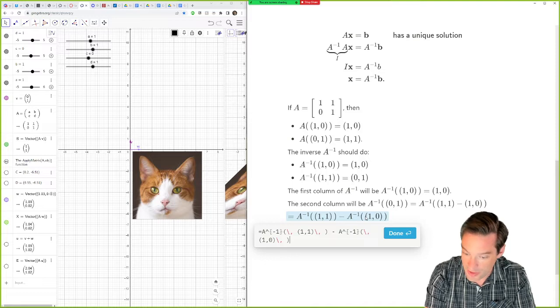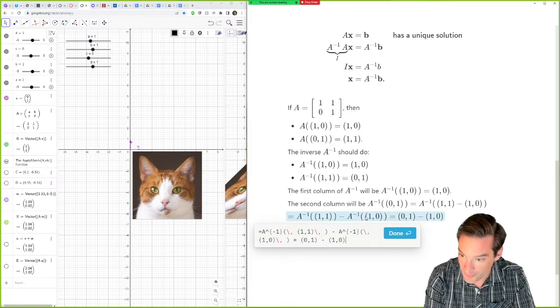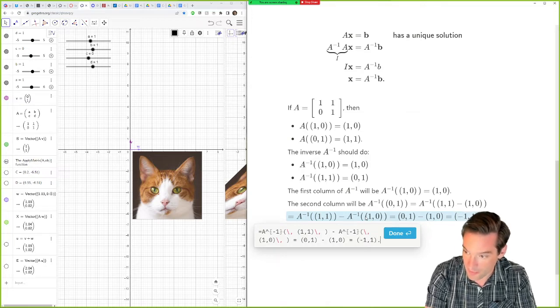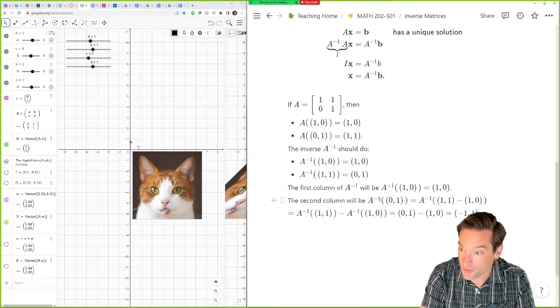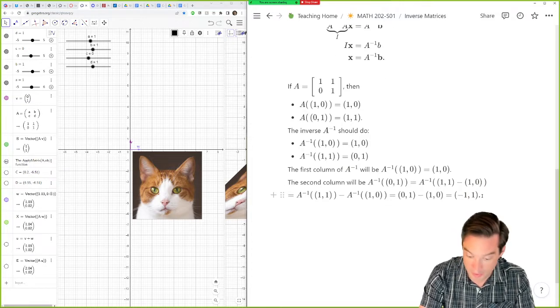And I happen to know what each of those things is. A inverse of (1, 1) is (0, 1). A inverse of (1, 0) is (1, 0). And (0, 1) minus (1, 0) is (-1, 1), I believe. There it is. So the first column of A inverse is going to be (1, 0). The second column is going to be (-1, 1).